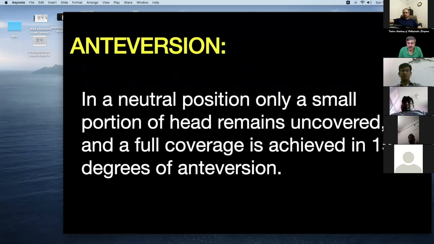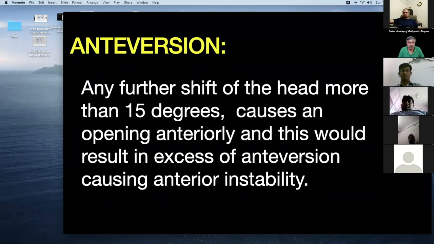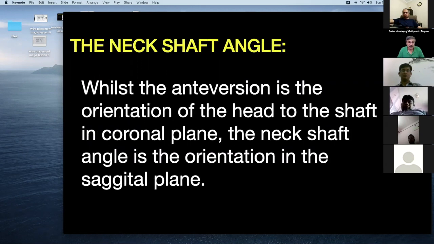In neutral position, only a small portion of the head remains uncovered and full coverage is achieved in 15 degrees of anteversion. Any further shift of the head more than 15 degrees causes an opening anteriorly, and this would result in excess of anteversion causing anterior instability. So, anteversion more than normal causes anterior instability, and retroversion causes posterior instability.